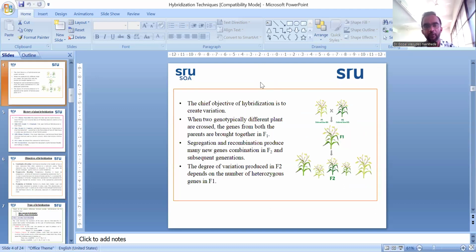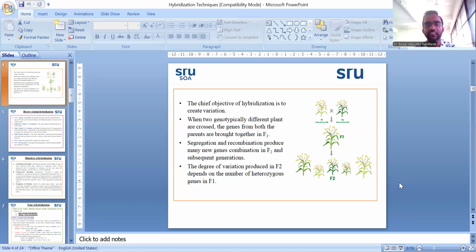What is the chief objective of hybridization? To start a particular breeding program, we need a population with variation, a population of a specific crop with an ample amount of variation, and that variation we can create by following hybridization. You can see in the slide, if we cross both parents, we get F1, and after selfing of this F1, we get the F2 population. The F2 population will show segregation. Segregation means we can find some plants related to one parent, some related to the other parent, and some recombinants.